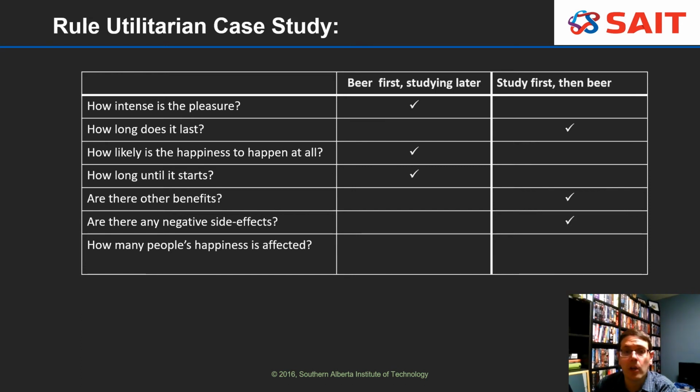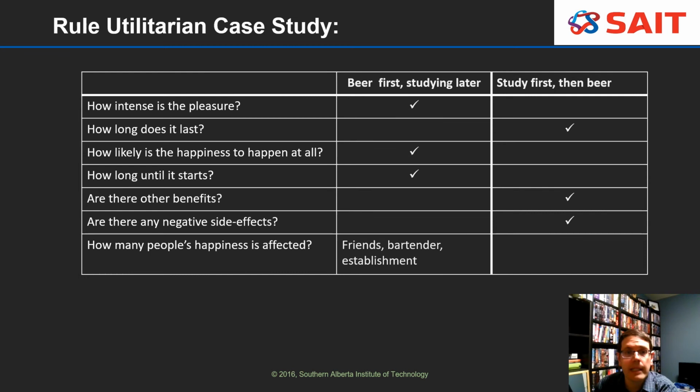Studying first also wins in the category of negative side effects. If you study first, then have the beer, there aren't any likely negative side effects besides maybe missing out on some of the social fun that you would otherwise have if you drank first. On the other hand, if you have beer first and then try to study later, it's possible there will be some negative side effects like a hangover, not getting to your studying, or spending more money than you intended.